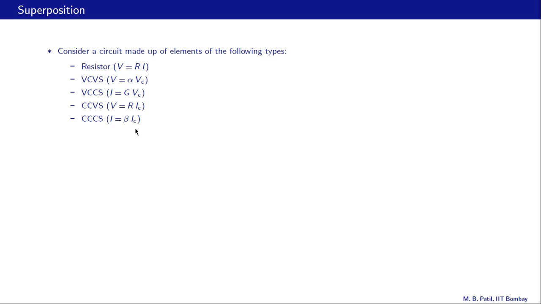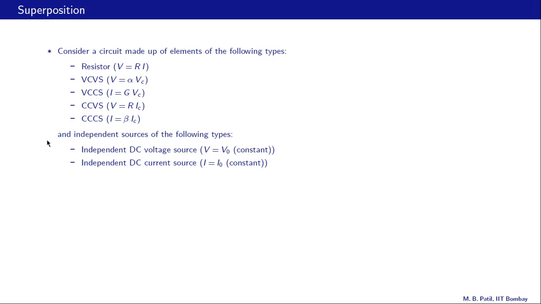What is common in all of these equations? They are all linear. That means the quantity on the left, such as V or I, depends on the quantity on the right, such as I here or Vc here, etc., in a linear fashion. And that is why when we have a circuit made up of these elements, the superposition theorem can be applied.